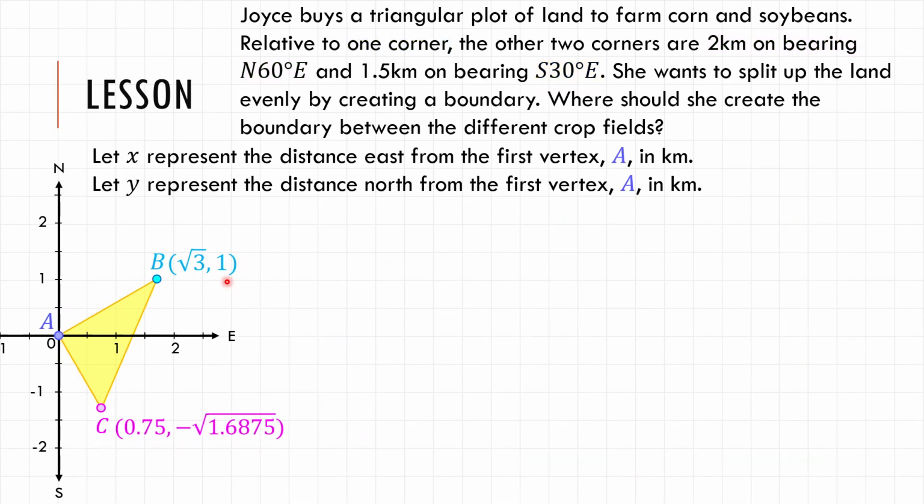Now that we've got that, actually a lot of the hard part is out of the way. I wonder if you can take the reins from here. So now that we've got all three of these coordinates, do you think you'd be able to find the boundary that she should make to evenly split up this triangle into two sections, one for corn and one for soybeans? Pause the video here and try your best to take a crack at that.